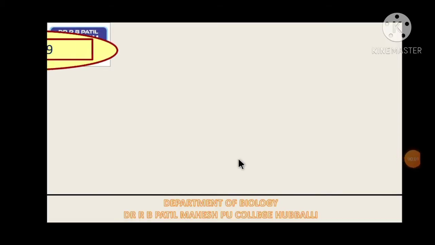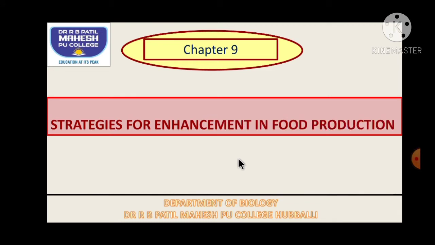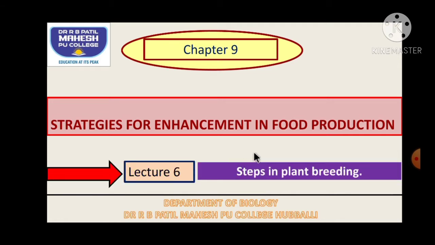Hello students, welcome back to Chapter 9, Strategies for Enhancement in Food Production. Students, today in this lecture 6 we are going to discuss the different steps involved in plant breeding.